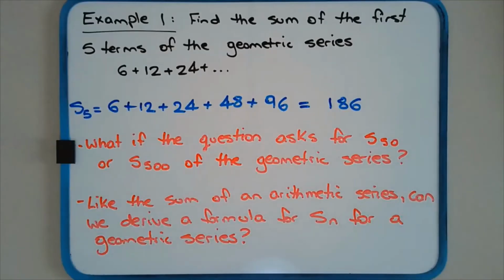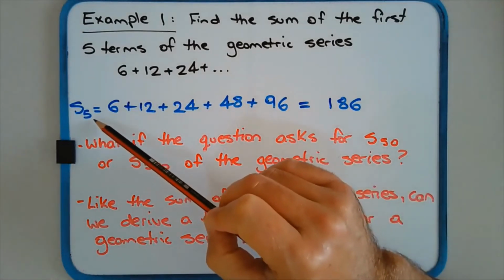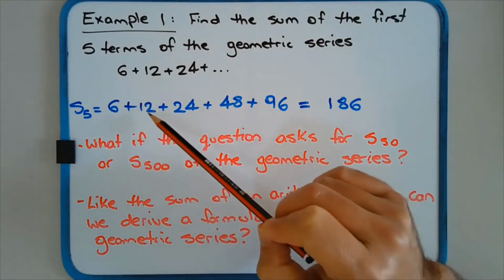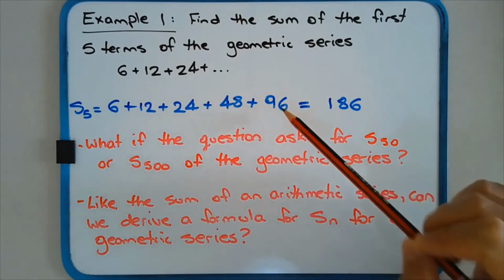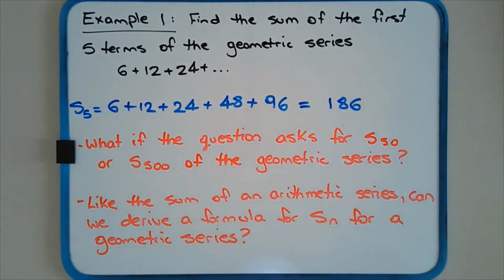Example 1. Find the sum of the first 5 terms of the geometric series, 6 plus 12 plus 24 and so on. Now we're only talking about 5 terms, so it's easy enough to list the 5 terms and add them up explicitly. So the sum of the first 5 terms, so the partial sum, is equal to 6 plus 12 plus 24 plus 48 plus 96, and that equals 186.